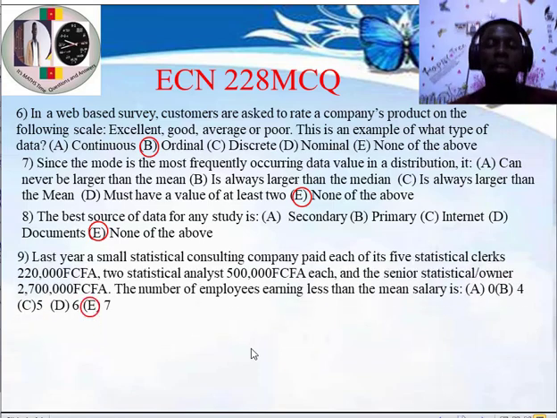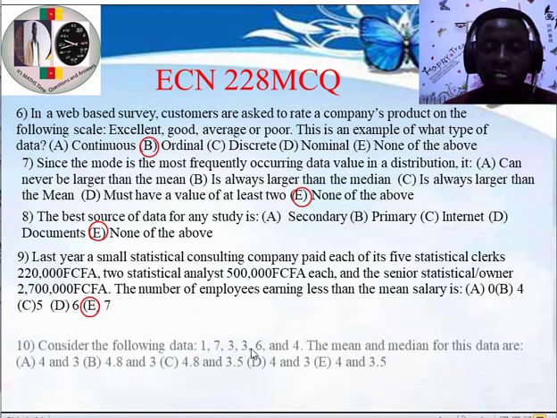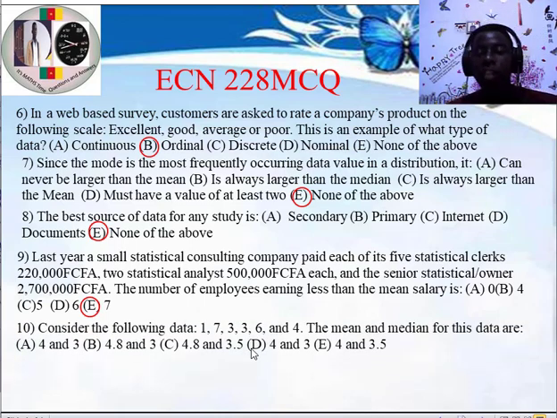Okay, and the last question for today, which is question 10, says: consider the following data: 1, 7, 3, 3, 6, and 4. The mean and the median for this data are... okay guys, if you see a question like this, they have not said respectively, but it was supposed to be respectively. So if you see a question like this, it's better for you to choose an answer that respects the word respectively.